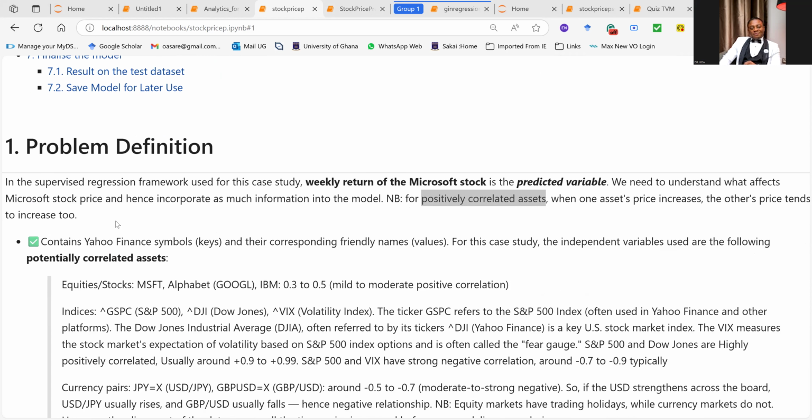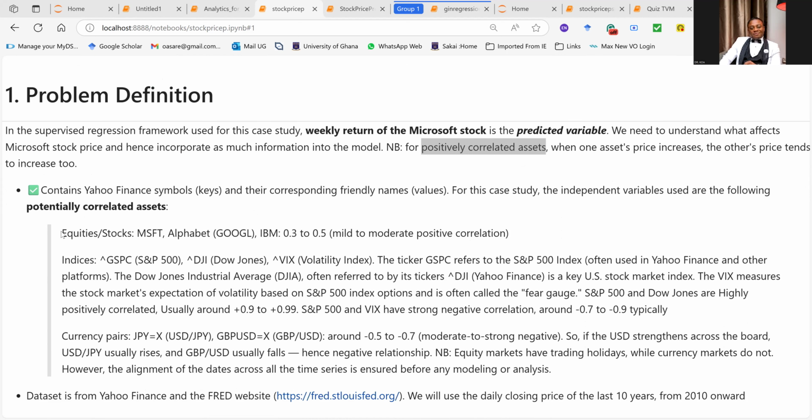The data is from Yahoo Finance. Okay. They've got some very friendly names. You're going to see that. The independent variables that are used are potentially correlated assets. And here they are. The first are the equities or the stocks. So we are going to take, first of all, Microsoft itself, which is going to be the main thing, and other parts of it. We are also going to take Alphabet, which is the parent company for Google. That is another stock price.